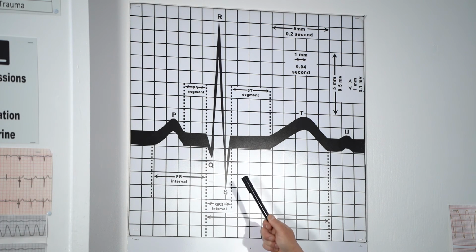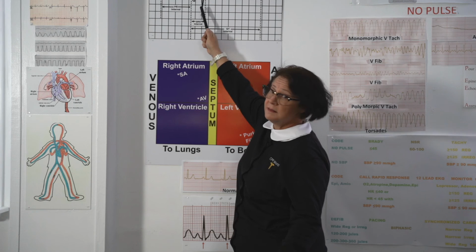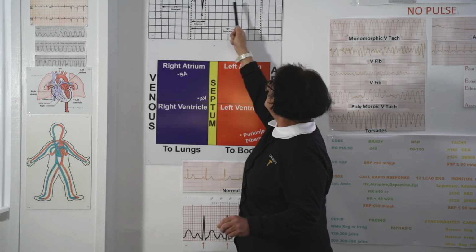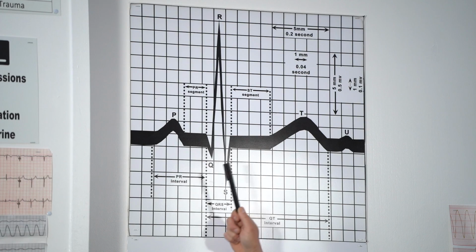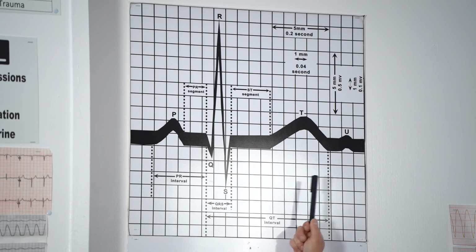Now the QRS is huge because it's a huge contraction. That's when the ventricles contract together. This is the palpable pulse. And the T wave is the resting phase. So one heartbeat, the atriums contract together, the ventricles contract together, and the heart can rest.